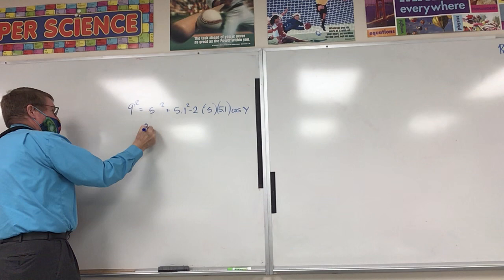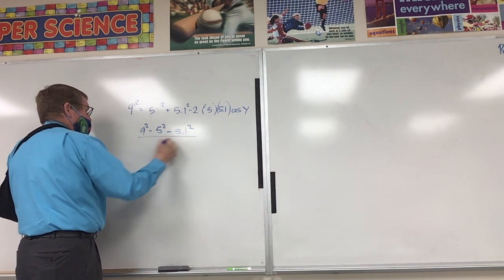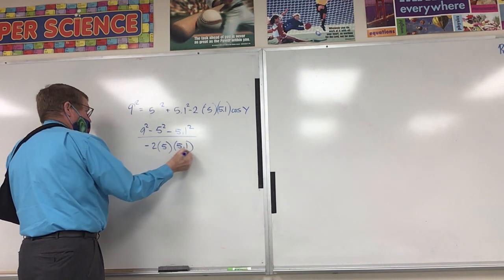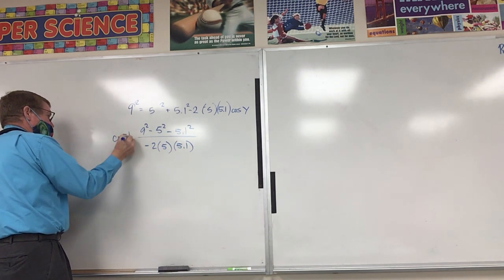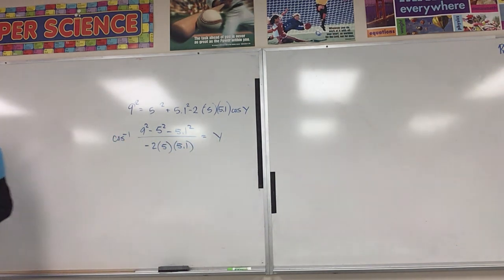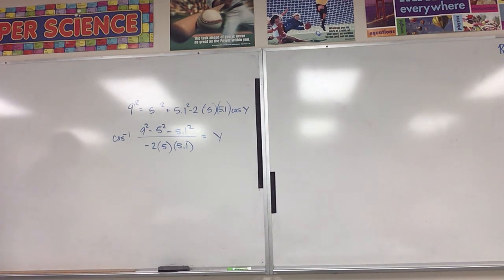So we have 9 squared minus 5 squared minus 5.1 squared, divide by -2, divide by 5, divide by 5.1. Is it in your UTT notebook? In your UTT notebook, because we were doing that together. Alright, so that's what we should have. So what number is that? This is number 10.